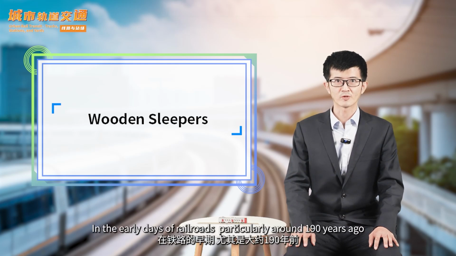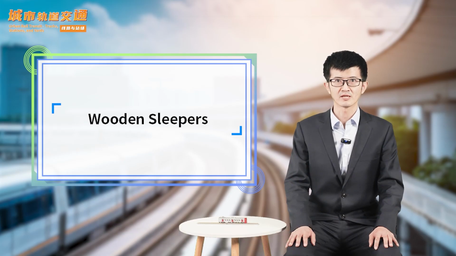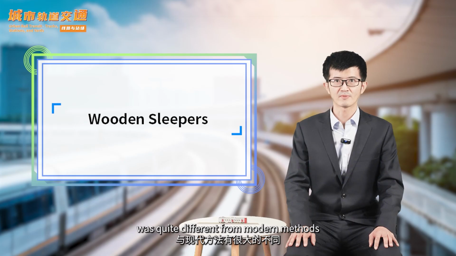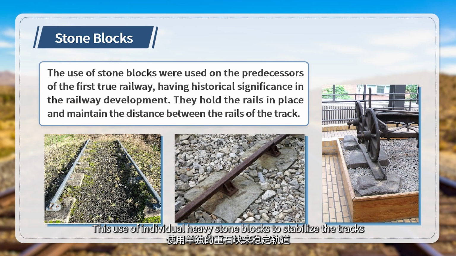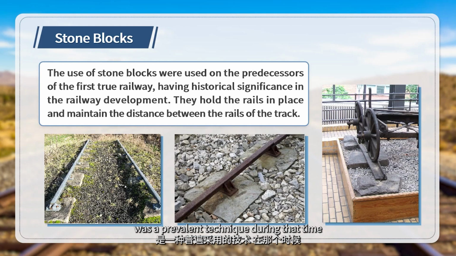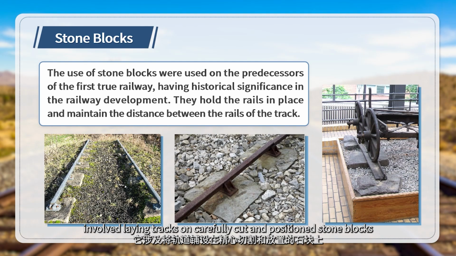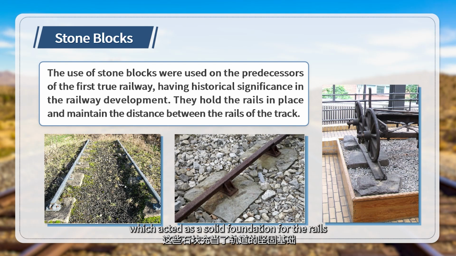In the early days of railroads, particularly around 190 years ago, the construction of railway tracks was quite different from modern methods. The use of individual heavy stone blocks to stabilize the tracks was a prevalent technique during that time. The method, known as a stone block track, involved laying tracks on carefully cut and positioned stone blocks, which acted as a solid foundation for the rails. And this is where the sleepers stem from.